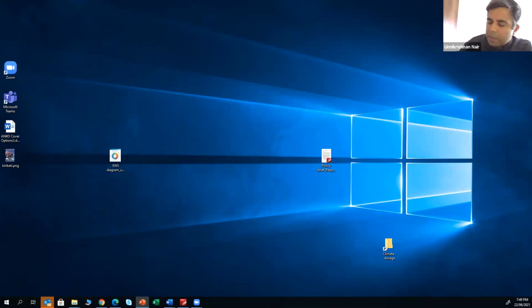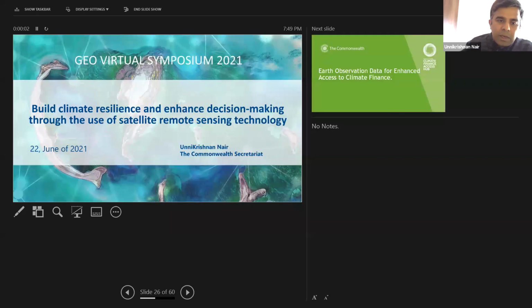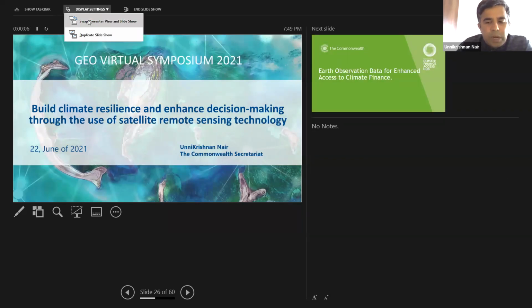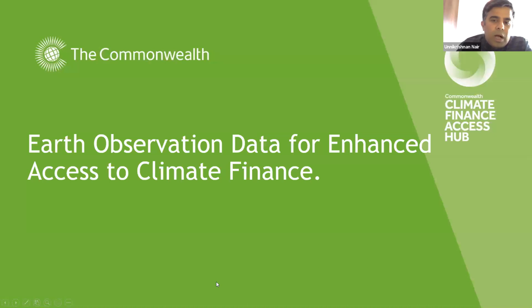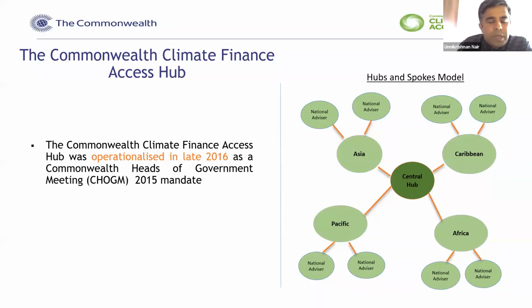So what I'm going to present is a use case of how an institutional architecture utilizes Earth observation data, and also how the Commonwealth Secretariat's initiatives lead to better use of Earth observation data, and of course to mainstream those in the governmental system.